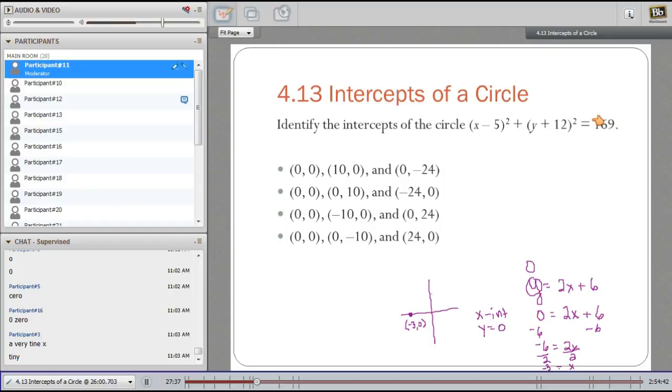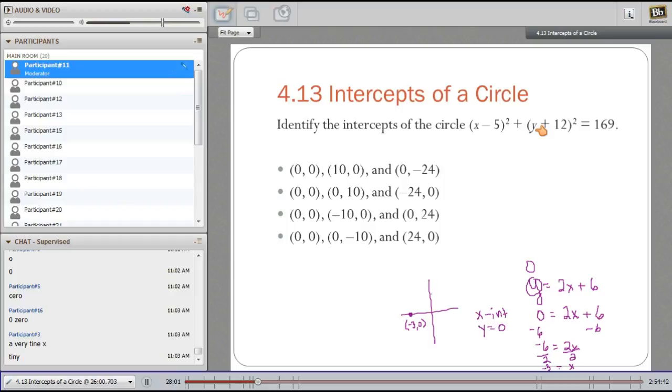We have a different looking equation because now we're talking about circles, but the idea of intercepts is going to be the same. If you want to find the x-intercepts of this circle, plug in 0 for y and solve for x and see what you get. Or if you want to find the y-intercepts, do the opposite thing. Put 0 in here for x and find out what y would equal.